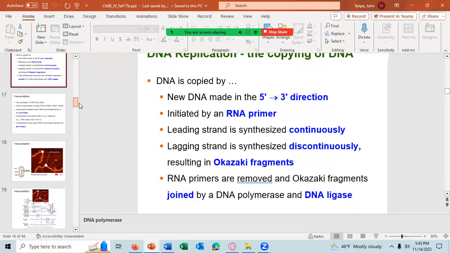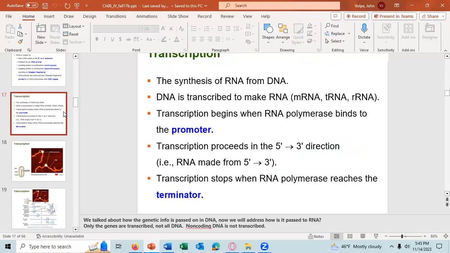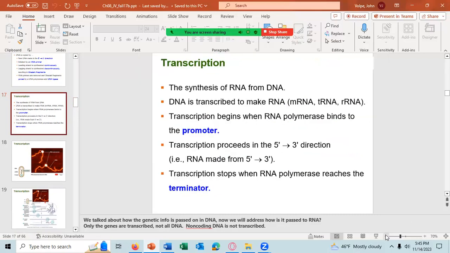All right, any questions about DNA replication? Remember, there are three essential enzymes: helicase, DNA polymerase, and then ligase. All right, if there's no questions about DNA replication, let's move on to RNA transcription. RNA transcription is the synthesis of RNA from DNA. DNA is transcribed to make RNA, and there are three main types of RNA: messenger RNA, tRNA, or rRNA.